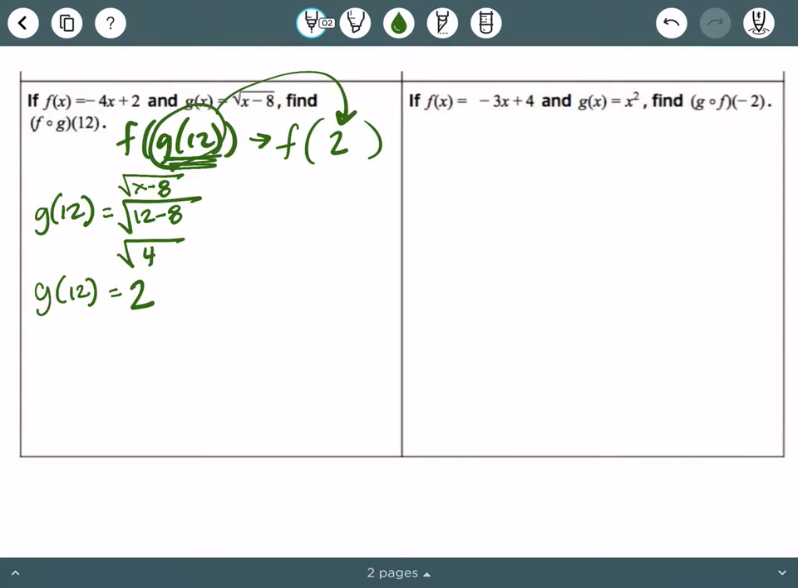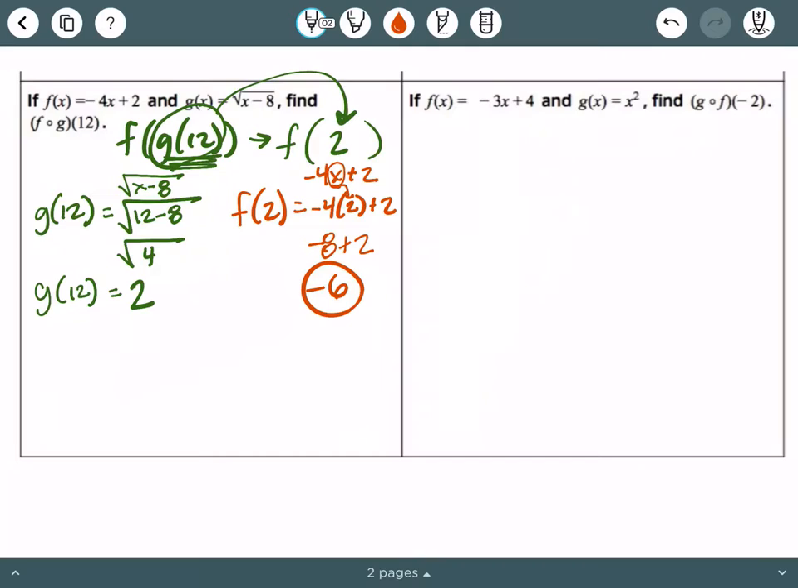Now I need to find f of 2. So I'm finding f of 2. My f equation is negative 4x plus 2. So I'm going to have negative 4 times 2 plus 2. Because I take out the x, I put in the 2. So I have negative 8 plus 2, which would be negative 6 as my answer.